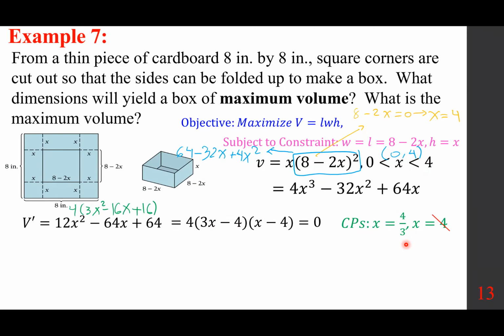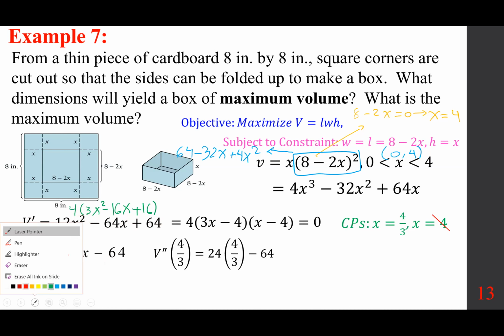So what do we do? We have a choice. Do the sign graph with 4/3 for V prime, or find V double prime. So if we use this one, V double prime is 24x minus 64. And we're going to plug in 4/3. So 24 times 4/3 minus 64. We have to evaluate it. So pay attention to this. This has to be evaluated because all we want is the sign, negative or positive.